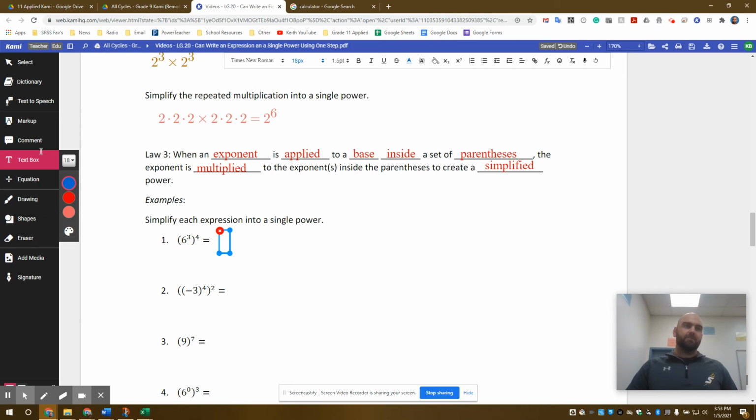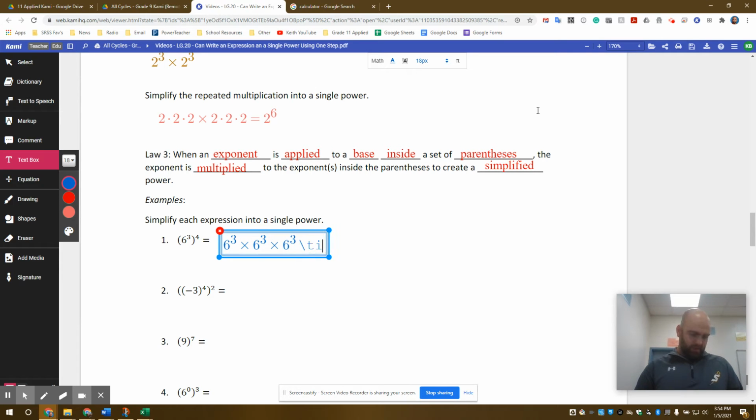So let's try a couple of examples where we're going to raise a power to another power. We have 6 cubed raised to the power of 4. Now, remember, this is 6 cubed times 6 cubed times 6 cubed times 6 cubed. That's a lot of 6 cubes, isn't it?